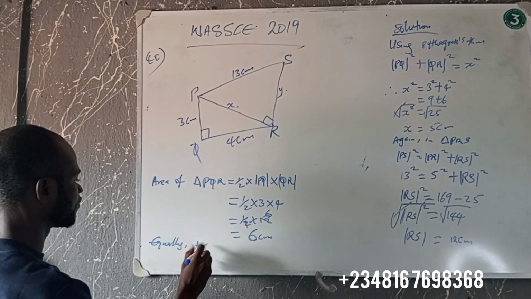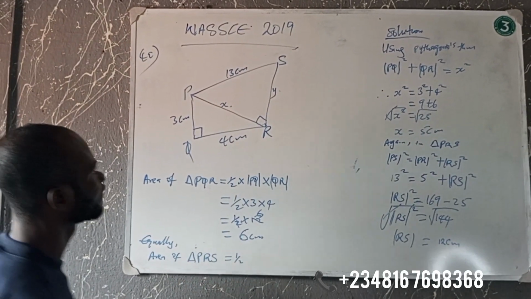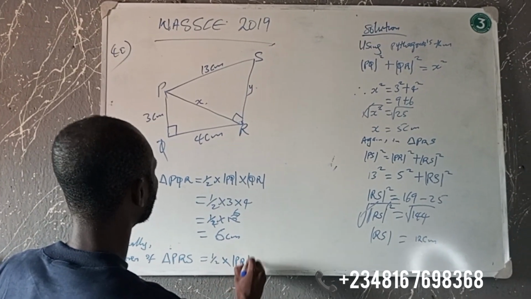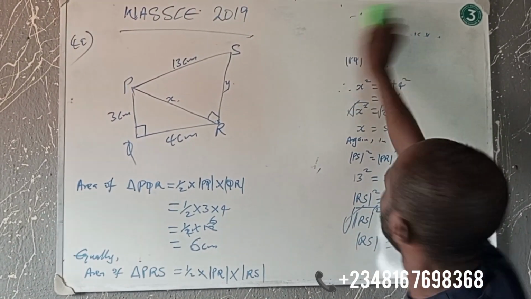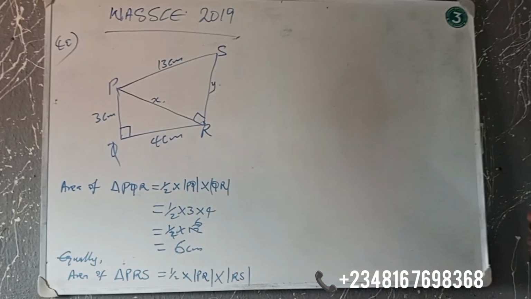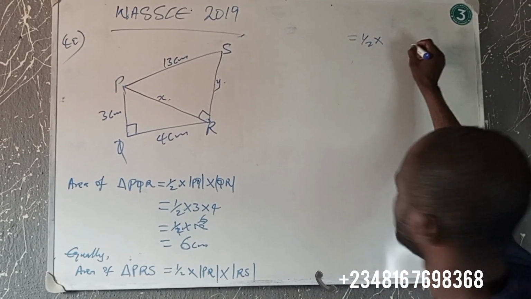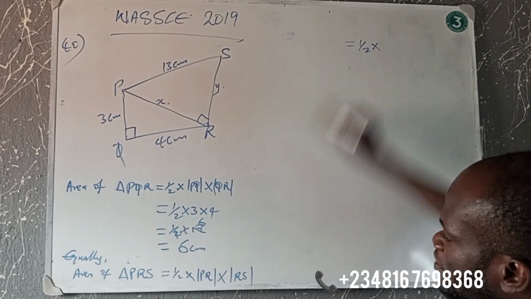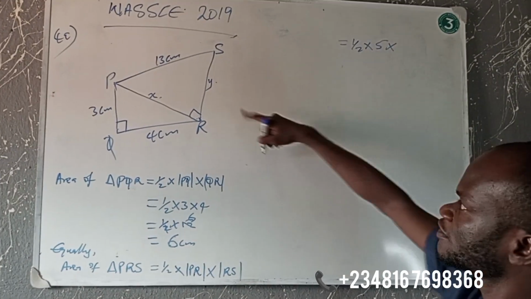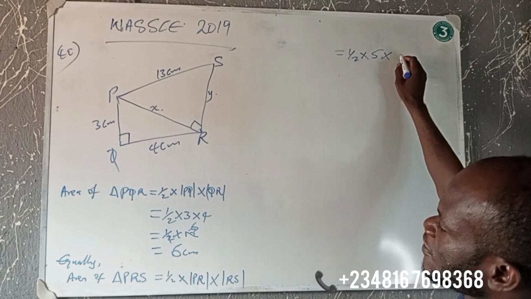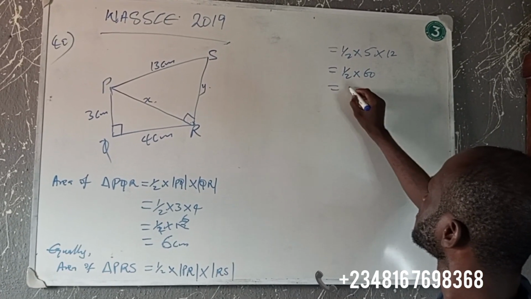Equally, the area of triangle PRS equals half times line PR times line RS. That is equal to half times my PR here, which is 5 cm, times my Y that we found out, which is 12 cm, which gives 30 cm squared.